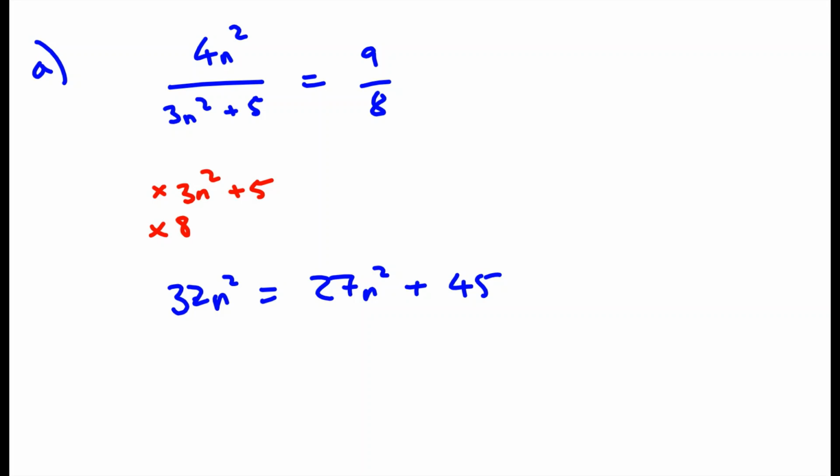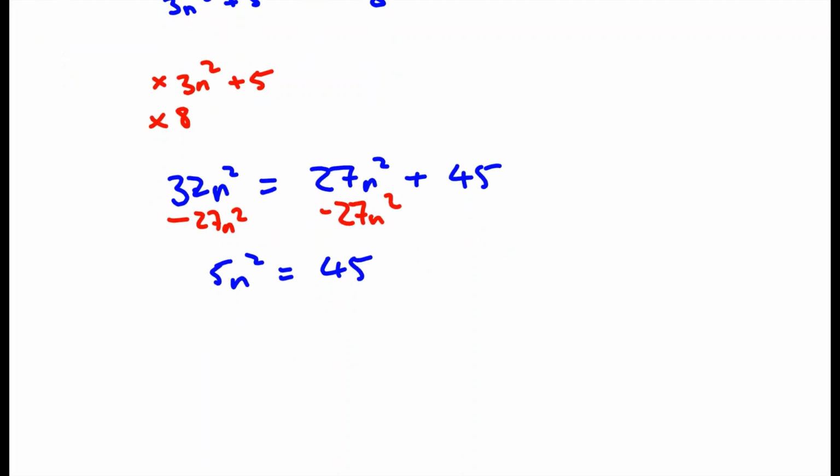So we can rearrange that. So I would say take away 27n squared from both sides and end up with 5n squared equals 45. Divide by 5. So n squared equals 9.